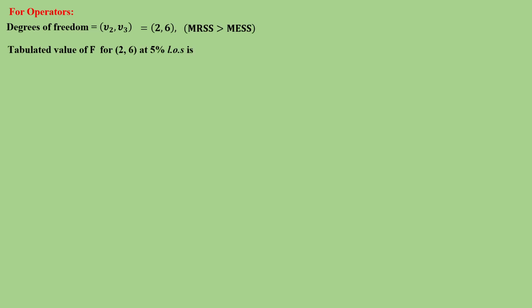Next, for the operators. Degrees of freedom V2, V3, 2, 6. So the tabulated value for 2, 6 at 5% level, FT is equal to 5.14. So compare FR and FT. FR is less than FT, therefore null hypothesis 2 is also accepted. Thanks.